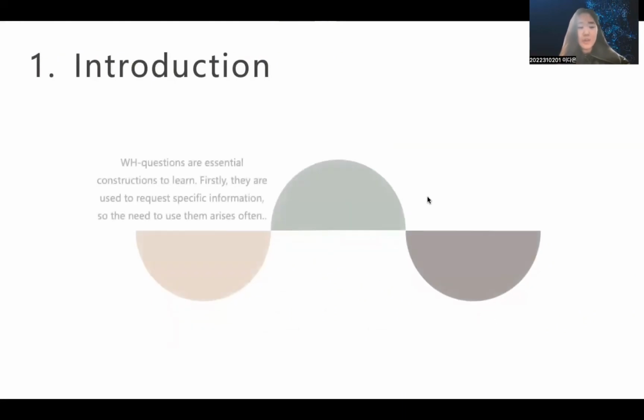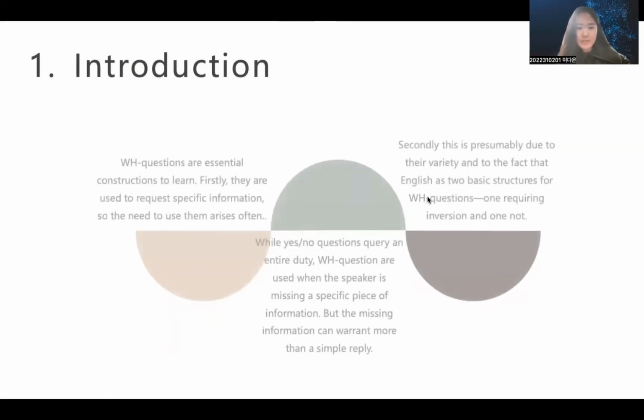The introduction is the following. WH questions are essential constructions to learn. Firstly, they are used to request specific information, so the need to use them arises often. While yes/no questions query an entire proposition, WH questions are used when the speaker is missing a specific piece of information, but the missing information can warrant more than a simple reply. Secondly, this is presumably due to their variety and to the fact that English has two basic structures for WH questions, one requiring inversion and one not.